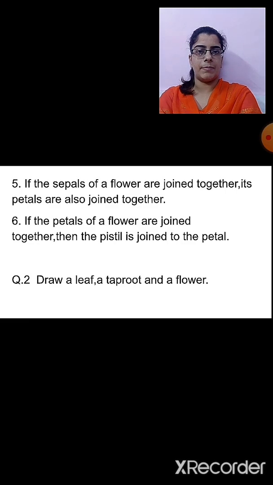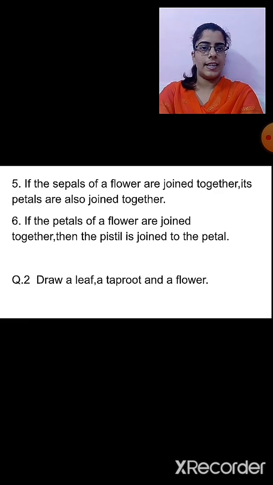Let's see the fifth statement. If the sepals of a flower are joined together, its petals are also joined together. No. If the sepals of a flower are joined together, its petals may be separated. Sixth, if the petals of a flower are joined together, then the pistil is joined to the petals. No. If the petals of a flower are joined together, then the pistil may not be joined to the petals.